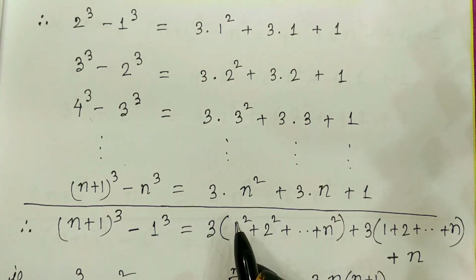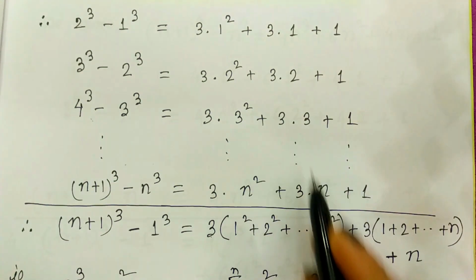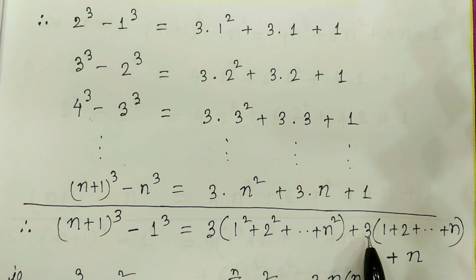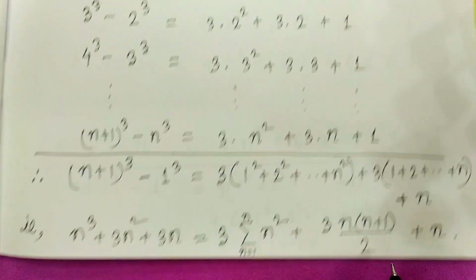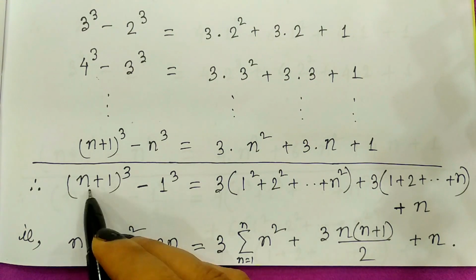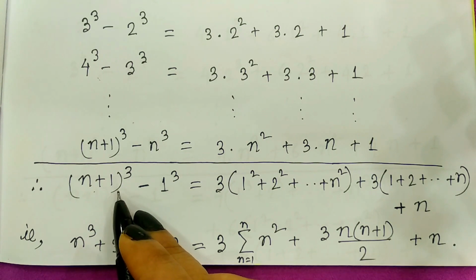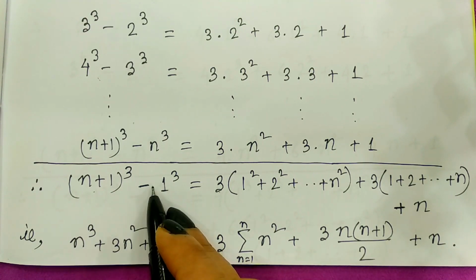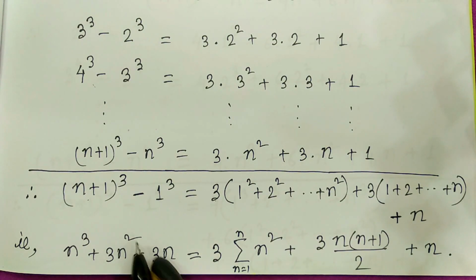Now here, if we add, then 3 is common and we find 1 square plus 2 square plus 3 square, in this way up to n square. For the next line, if we take 3 common, then it is 1 plus 2 plus 3, in this way up to n. And for the last term, we find plus n, because n number of ones are there. So if we simplify, then it is n cube plus 3n square plus 3n plus 1 minus 1. So minus 1 plus 1 cancel out, and we find n cube plus 3n square plus 3n.